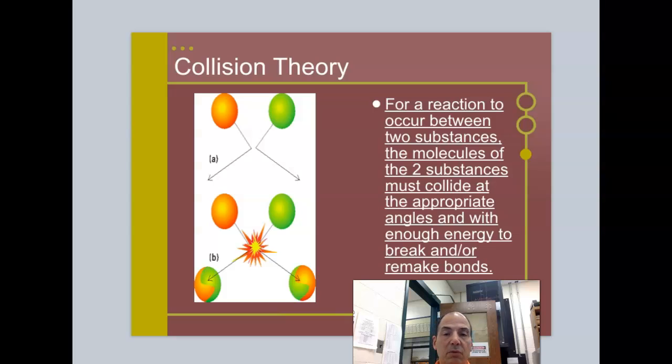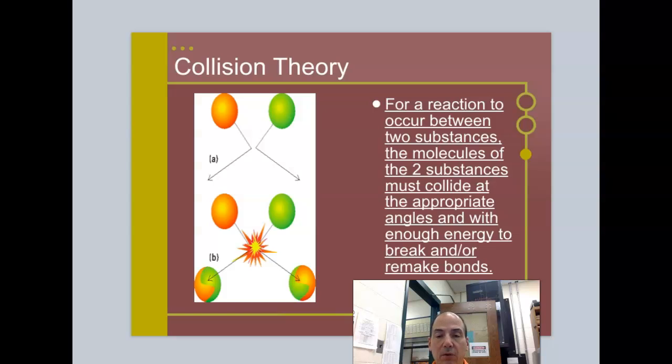This would even be true for a decomposition reaction because we need two of the same substance to break apart somehow. And so obviously it's not just going to fall apart necessarily. It's going to take a certain amount of one molecule of, let's say, aluminum carbonate colliding with another molecule of aluminum carbonate, causing carbon dioxide to start popping off, and so on and so forth. So everything comes down to that.